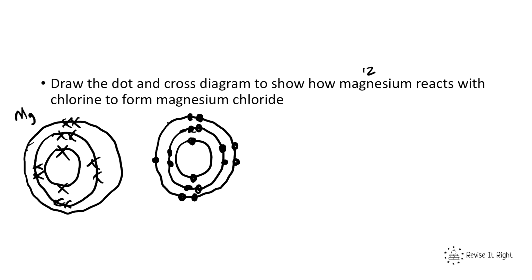Now here we've got an issue because magnesium has 2 electrons to give and it needs to lose those 2 electrons, otherwise it won't want to react. But chlorine only needs 1. So that means we need another chlorine to take the second electron that's available. So let me just draw another chlorine. So 1, 2, 3, 4, 5, 6, 7, 8, 9, 10.